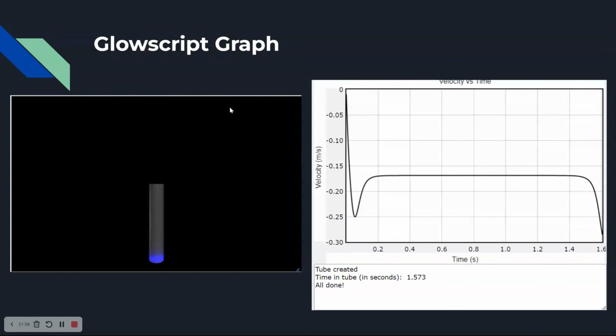So here on the left is just a visual representation of the magnet in the tube, and then the main part over here on the right is our graph modeling velocity versus time. And here we can see the computational result we got is that it would take 1.573 seconds to fall all the way through the tube, with a big section in the middle being seen to have a constant velocity, which is something that we'll definitely talk about.